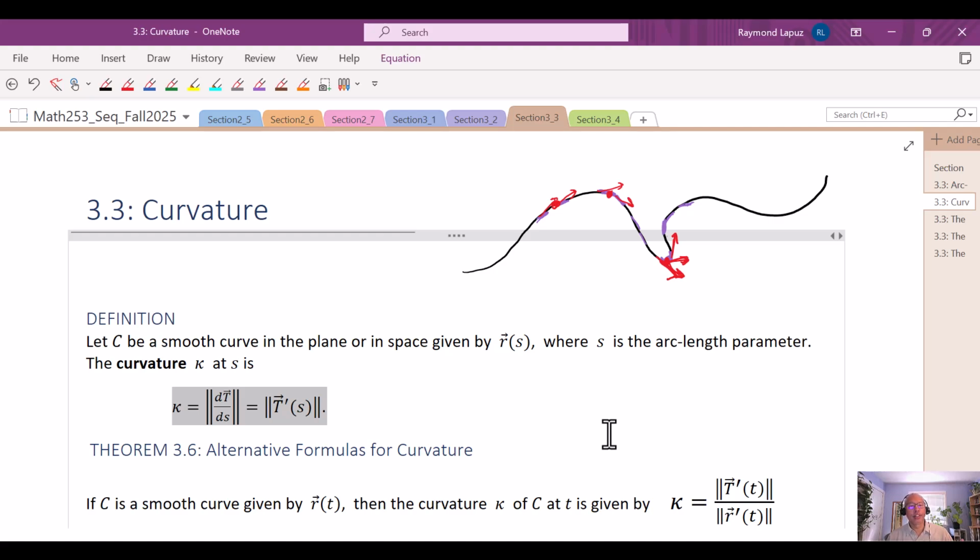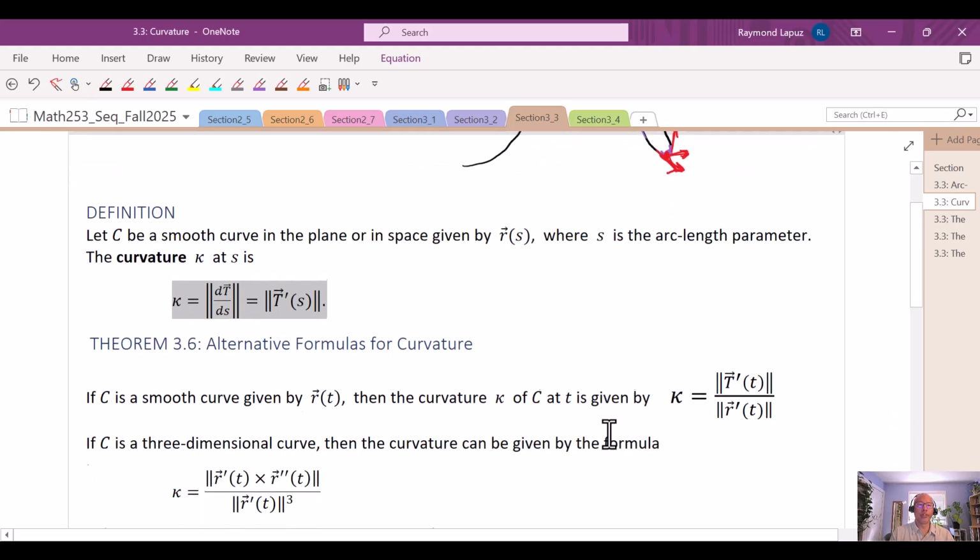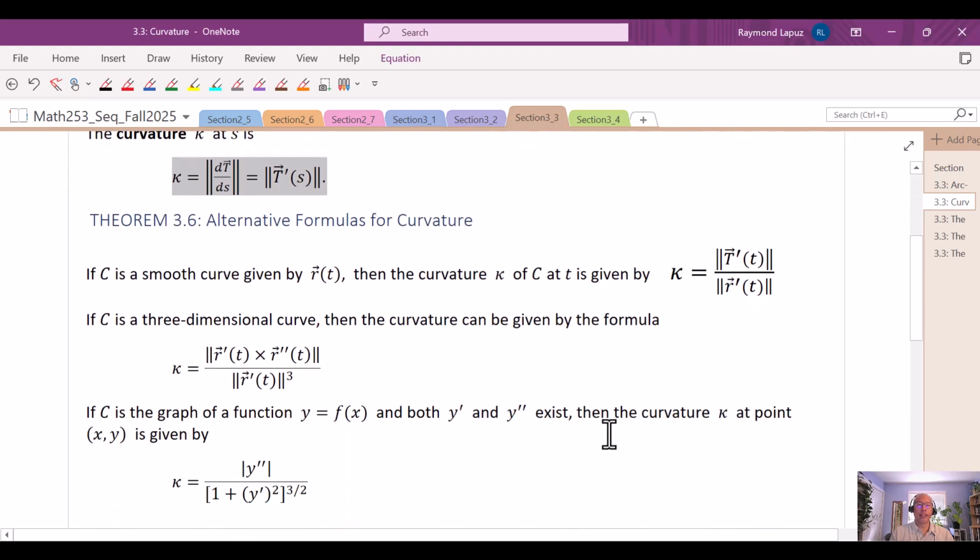Unfortunately, this idea of parameterizing by arc length is extremely difficult, and now we need to find the unit tangent vector, and that gets even more difficult. So the whole idea of computing this based on the definition is not going to be very easy. So what we're going to do in this next theorem is to look at alternative formulas for curvature. So there are several alternative formulas for curvature, and let's take a look at all of them.